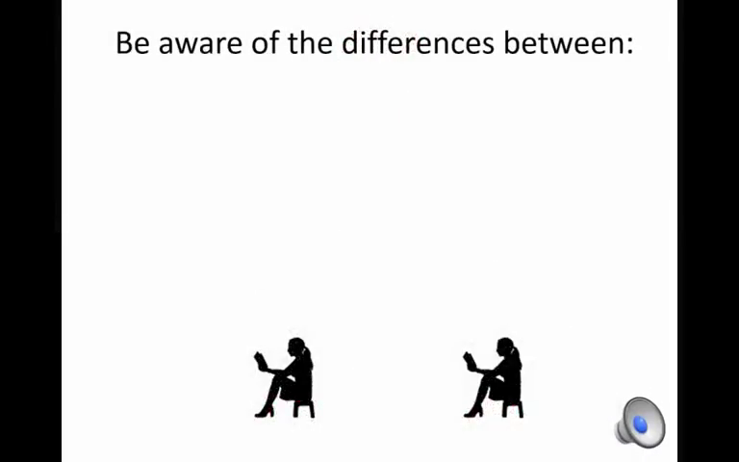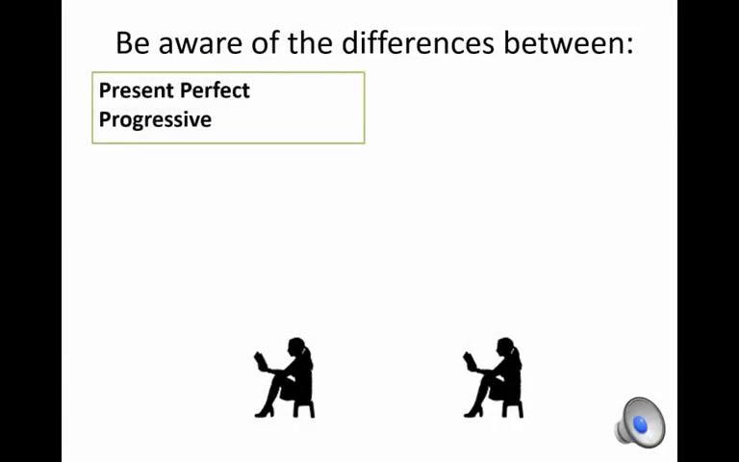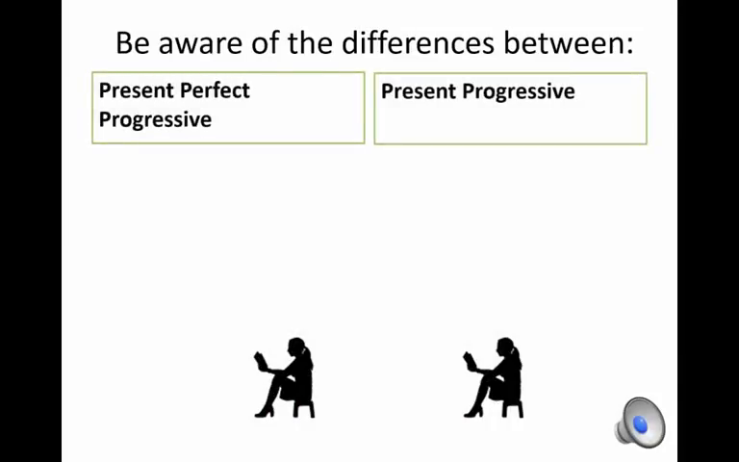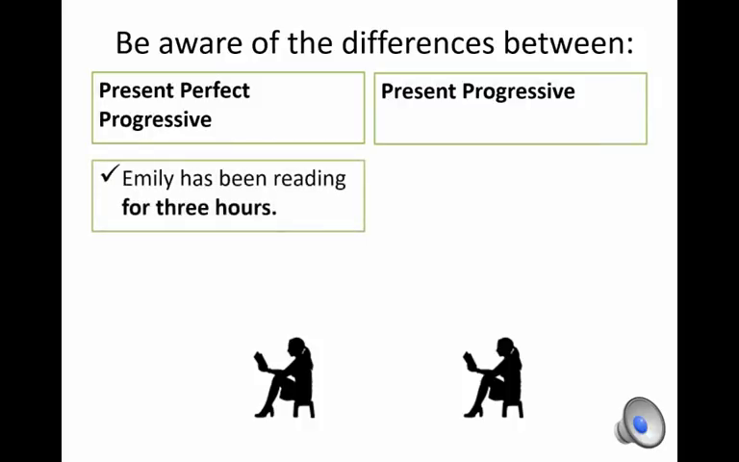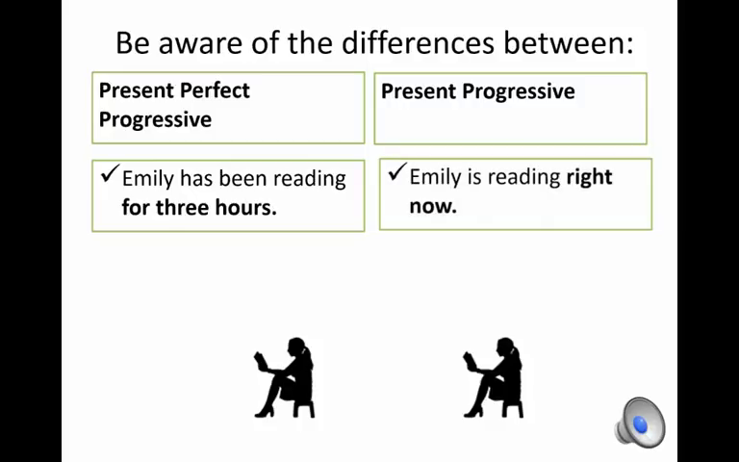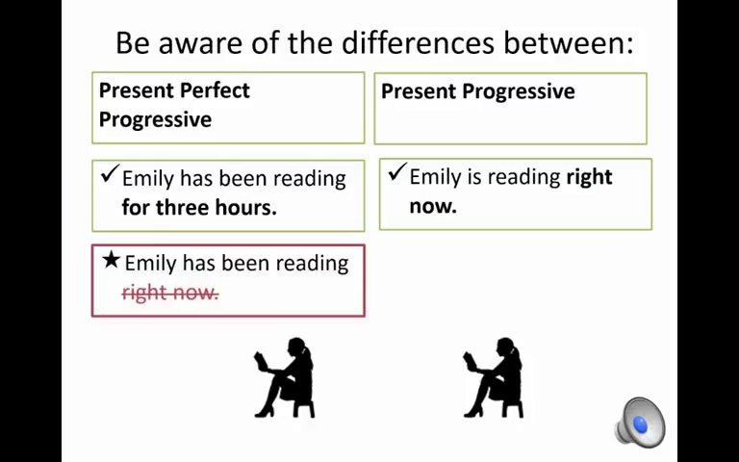Be careful. You need to be aware of the differences between the present perfect progressive and the present progressive. For example, we can say, Emily has been reading for 3 hours to show that she started reading 3 hours ago and she's still reading. We can also say, Emily is reading right now. However, we cannot use the present perfect progressive with right now. It is wrong to say, Emily has been reading right now.